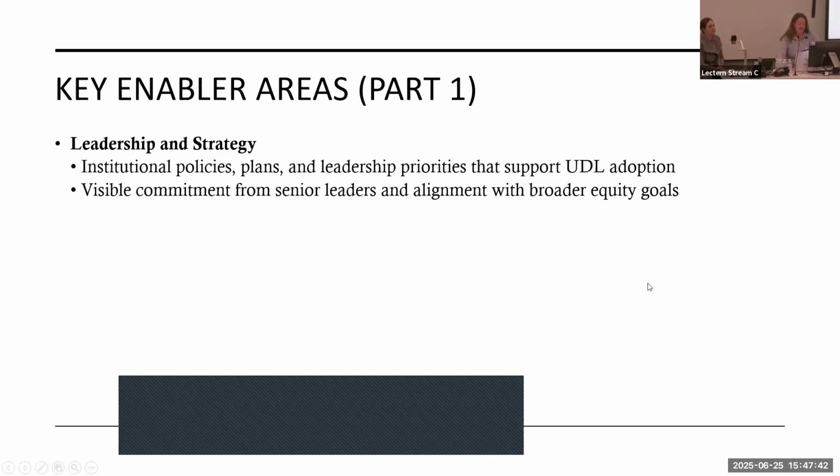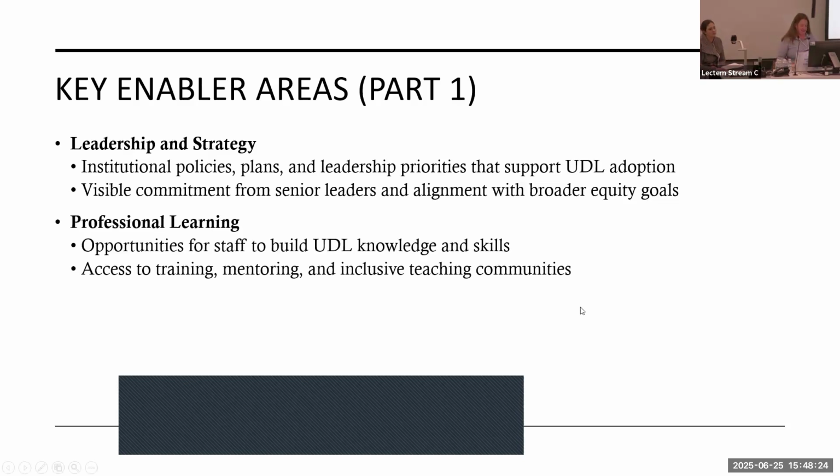From this research, we identified the first 3 key areas that consistently enable UDL implementation: leadership and strategy, professional learning, and curriculum and pedagogy. So this first one here, leadership and strategy, plays a really foundational role. We found that UDL is more likely to take root when it is reflected in institutional policy, strategic plans, and leadership priorities. Visible commitment from senior leaders and clear alignment with broader equity and inclusion goals sends a powerful message that UDL matters and is supported at the highest levels.